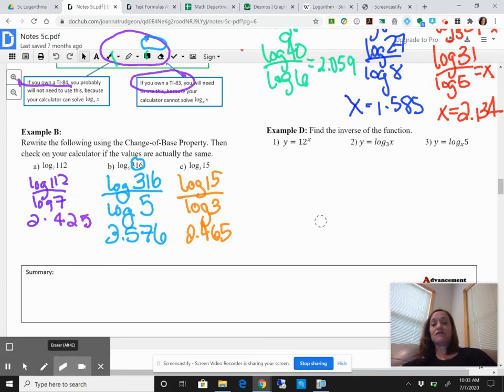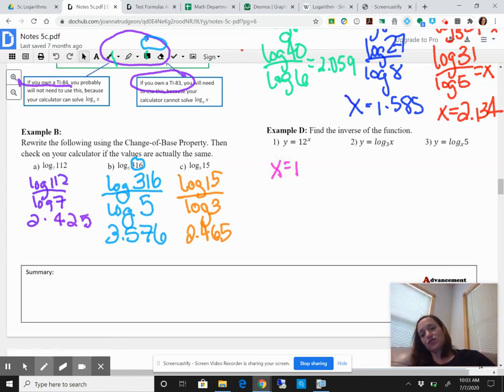Find an inverse of the function. Now you're starting with an equation and you're going to end with an equation, but you're going to use the definition of logarithm to do this. We know with inverses, the inverse is just the flip of x and y. We learned that in the last section. So x equals 12 to the y. That's just switching x and y. That's what an inverse is.